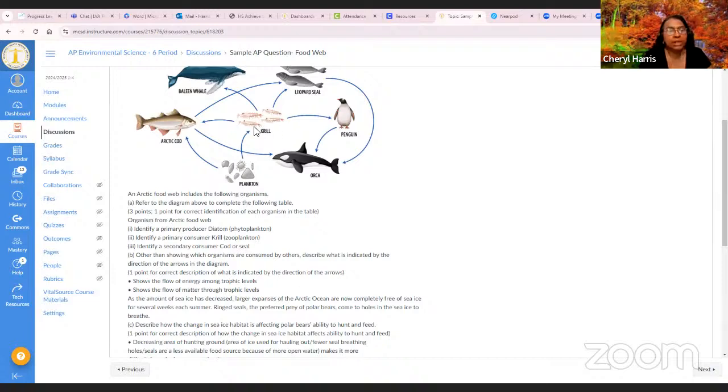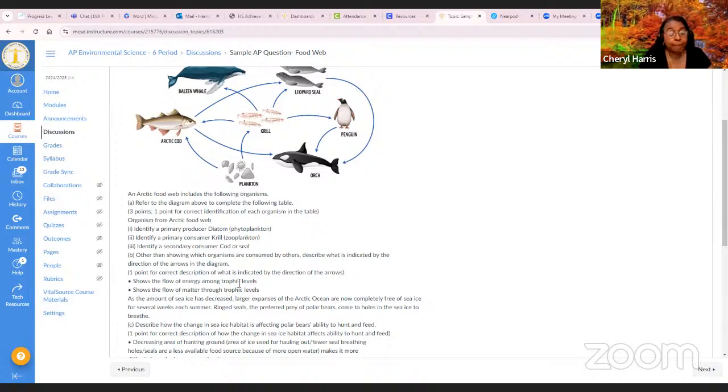So according to this diagram, the codfish eats the krill, the whale eats the krill, the leopard seal eats the krill, and the penguin eats the krill. The only one not eating the krill is the orca. All right, so for that question, you would need to, it says, show the flow of energy.